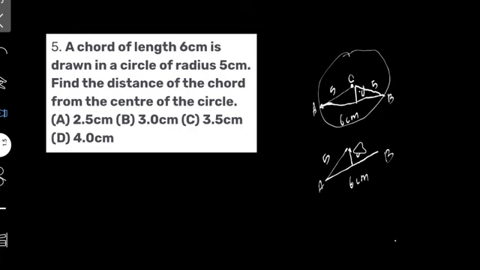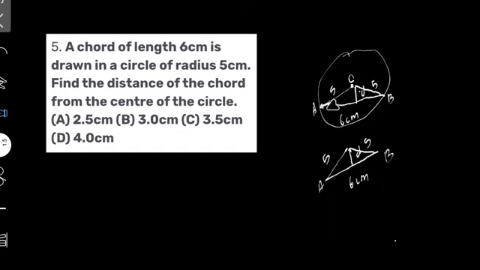Let me try to draw it out here. We also have a 5 centimeter radius here. Now this gives us a full triangle. The sum of the angles of a triangle is 180 degrees, but we are not doing the full part here. We're solely trying to find the distance of this chord to the center of the circle.